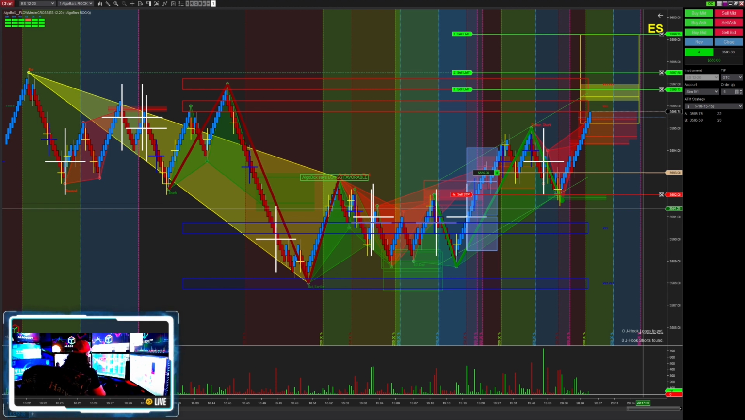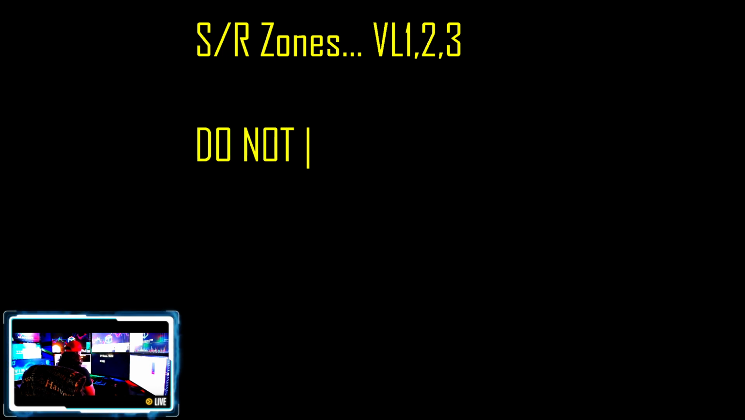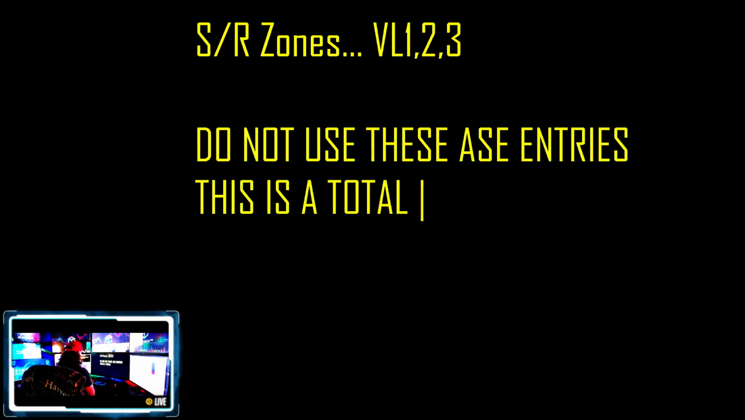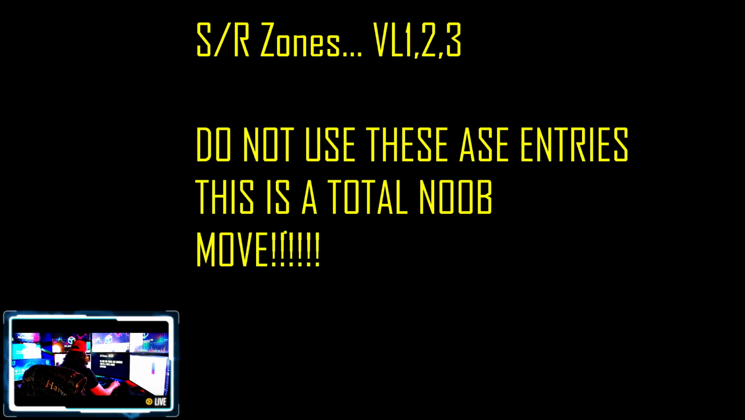So VL1, 2, and 3, remember, please do not use those for entries. Let me say that one more time. These are basically support resistance zones. Do not use these as entries. This is a total noob move. Do not do this, folks.